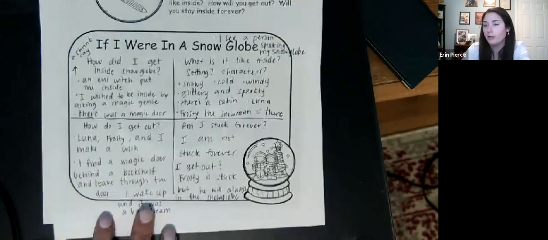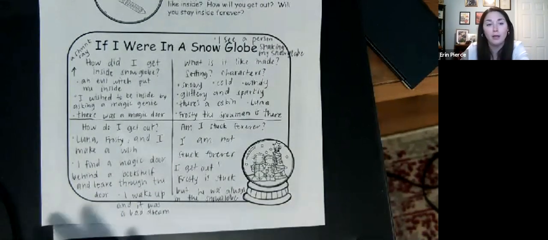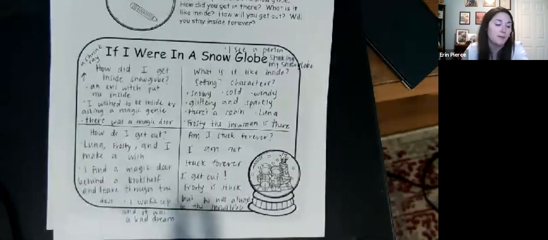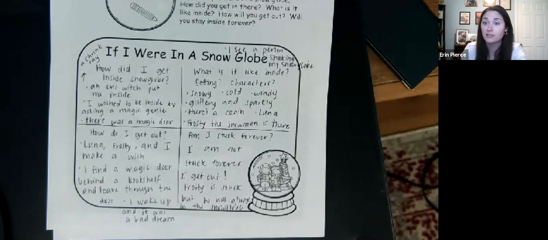So if you happen to look at my screen, I've got my whole box filled in, and I'm even coming up with some ideas off the top of my head as I'm thinking about it. Am I stuck forever? Maybe not, but maybe some of the characters I met inside of the snow globe are stuck there forever because maybe they've always been in that snow globe. Just really try to be as creative as possible. And that's my timer.